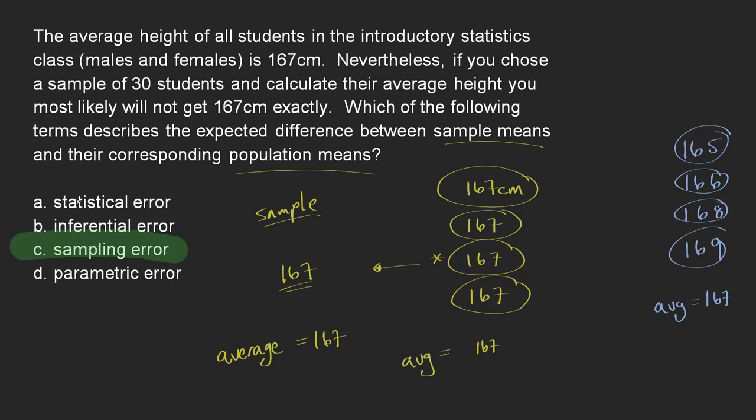Statistical error is just general error in doing research. So one type of statistical error is sampling error. There are other types of statistical errors, but again, these are not covered in your course, or at least they're not covered right now. The only type of error that you're taught early on in the book like this is sampling error. Sampling error is the expected difference between sample means and their corresponding population means.